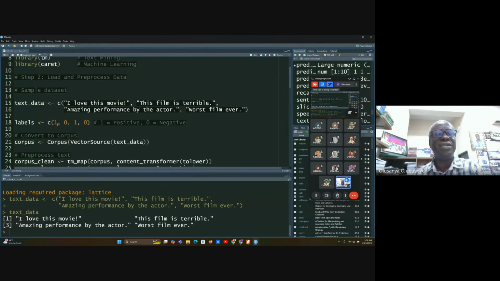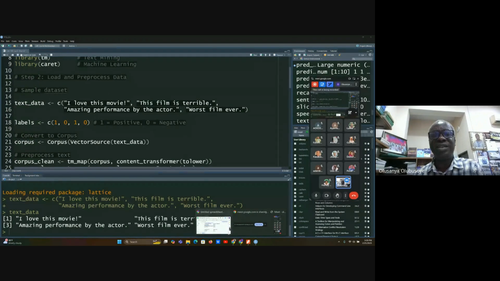So line 18, we will now use 1 to represent positive and use 0 to represent negative. Because if we don't do that, R will not be able to recognize that. So we use 0 and 1. So 1 for positive, 0 for negative.